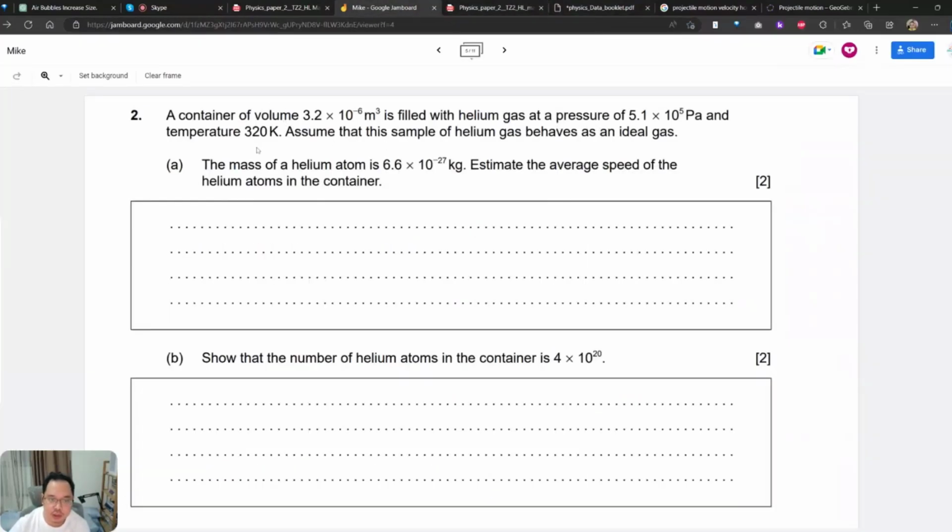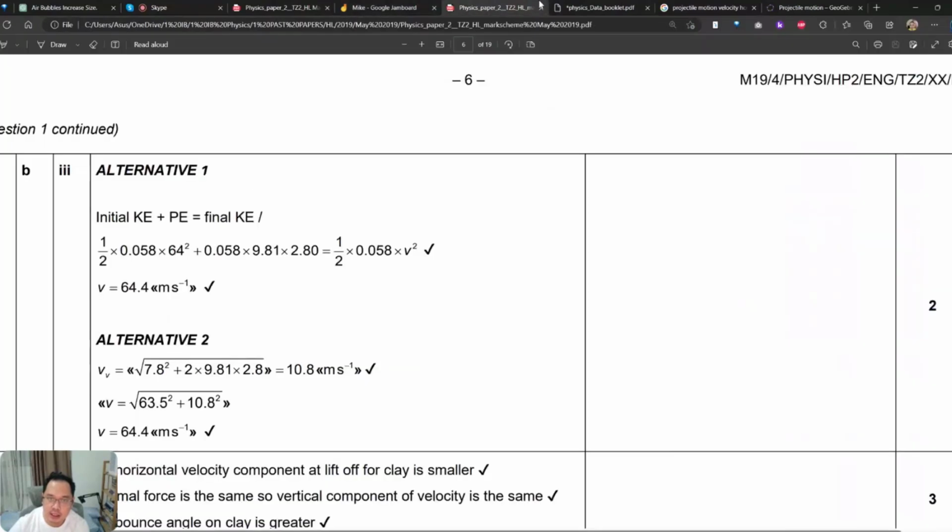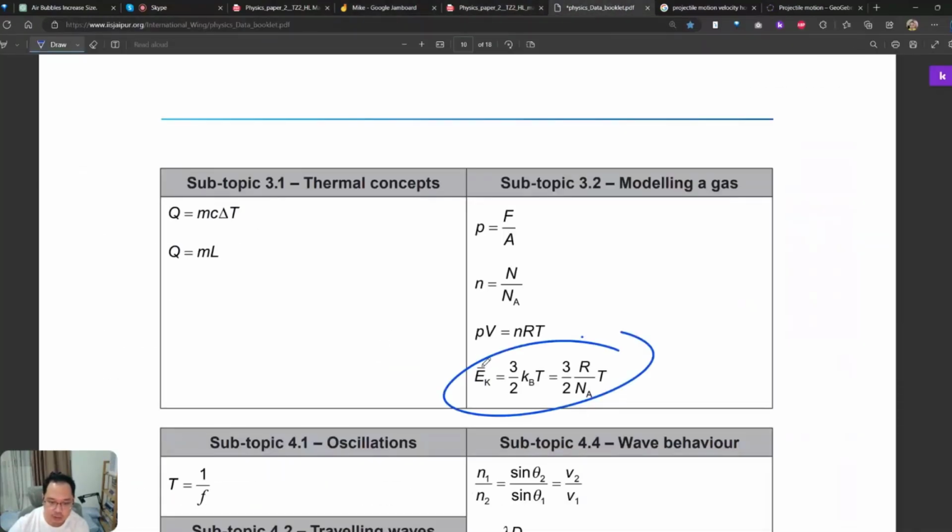We are given the pressure, the volume, the temperature, and the mass of the helium atom. From that temperature, you can calculate the kinetic energy, EK average. This is the average kinetic energy of one single molecule. You can ignore the second equation, just use the first one. KB here is called the Boltzmann constant, and you can check the value in the booklet. Calculate that kinetic energy, EK average.